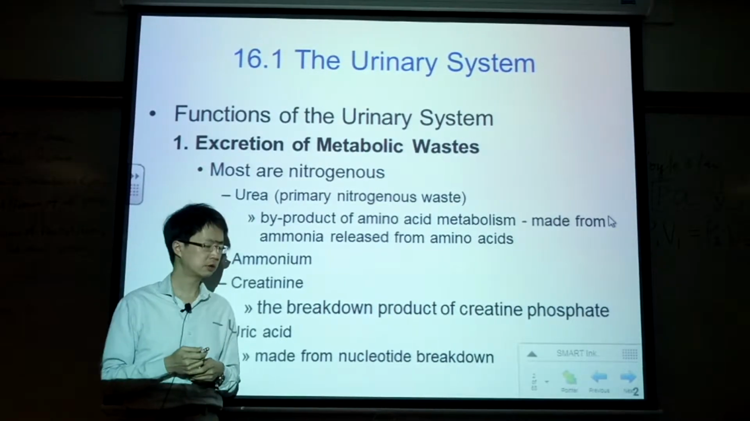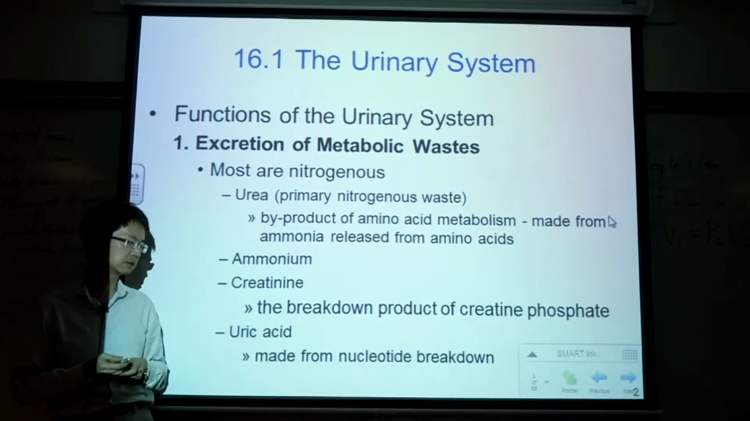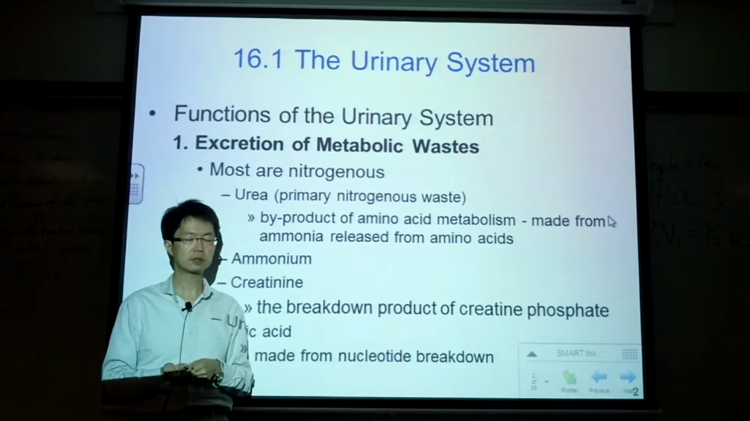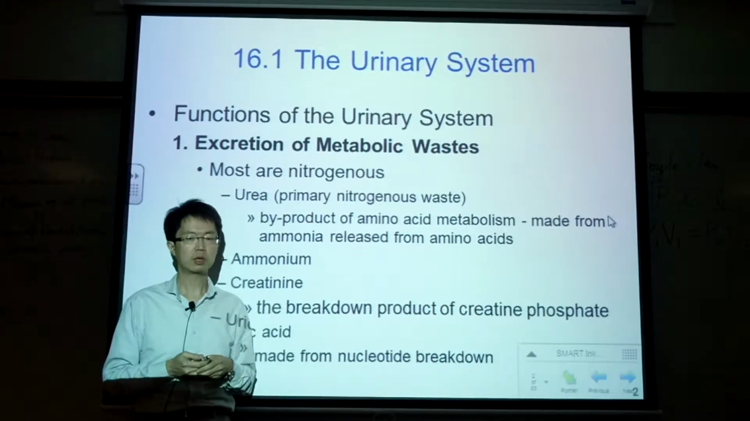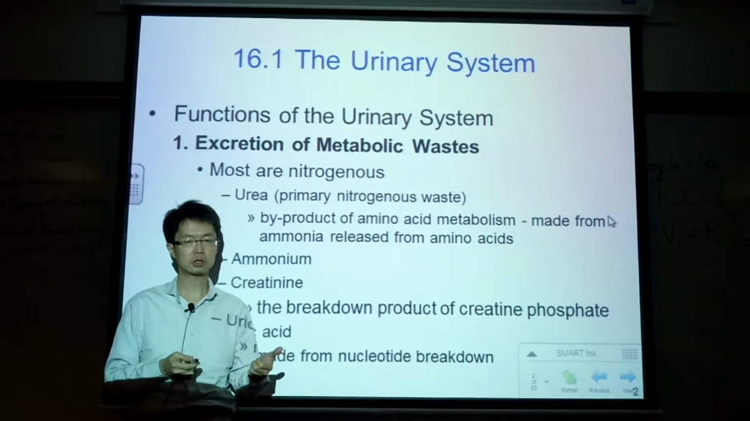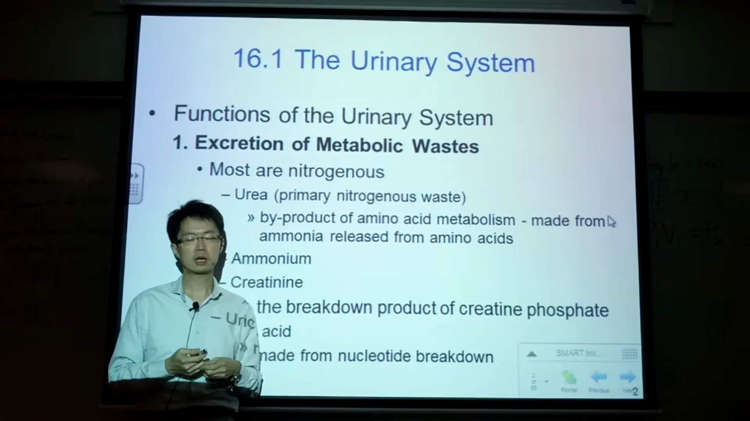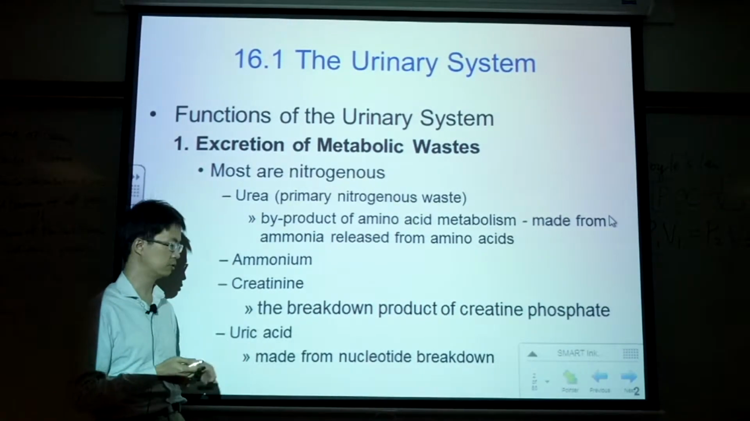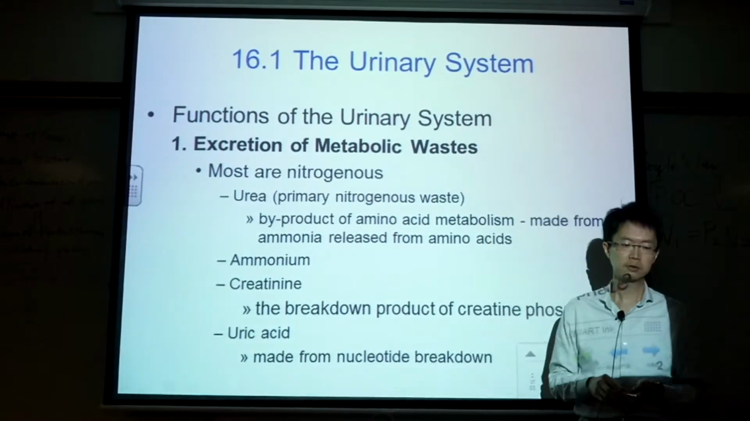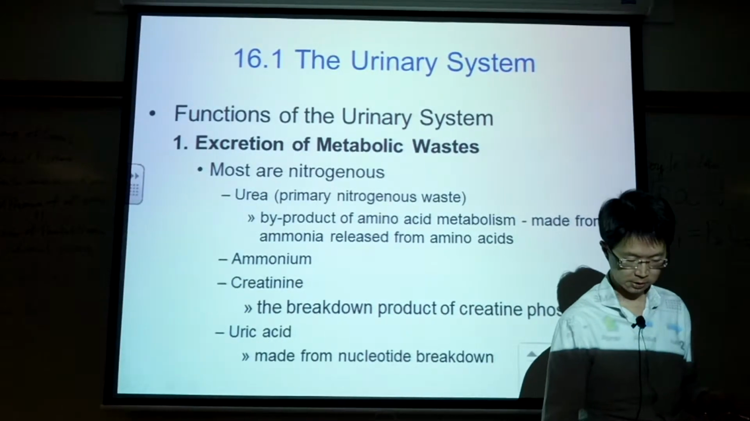And last but not least, uric acid. Uric acid is basically from the breaking down of nucleotides. As you remember, at the beginning of the semester we talked about the four major types of food we eat, namely carbohydrate, protein, lipid, and nucleic acid. So the breaking down of nucleic acid will form uric acid. So these are the 4 types of metabolic waste that we get rid of through our urinary system.